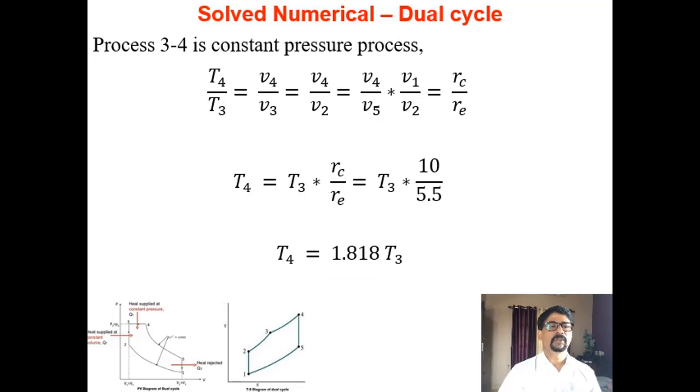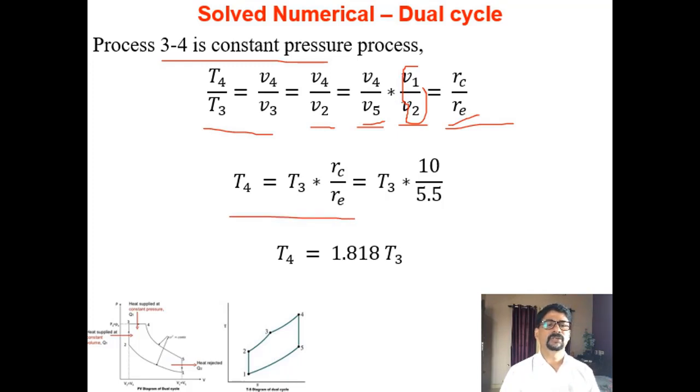Now coming to the process 3 to 4, which is a constant pressure process. So you have T4 by T3 is equal to V4 by V3. So V4 by V3 you can write as V4 by V2, that you can write as V4 by V5 into V1 by V2. So some adjustments are required, so as to simplify the steps. That is nothing but Rc by Re, because V1 by V2 is Rc, whereas V5 by V4 is Re. So that is what is coming to the denominator. Therefore T4 is equal to T3 into Rc by Re.